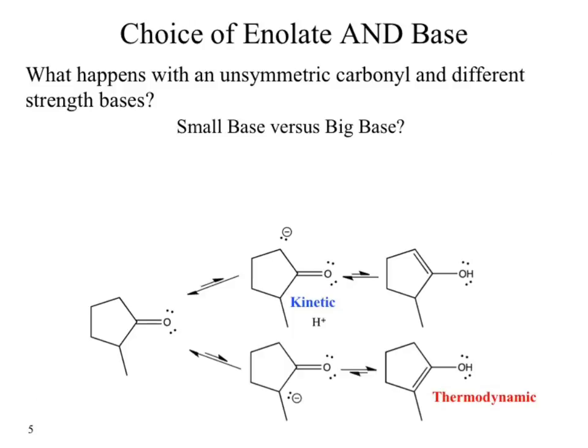What happens if we bring in the choice of the enolate and a base? So we have an unsymmetric carbonyl and we use different strength bases. What ends up occurring? So let's say we use a small base versus a big base. What would we expect to happen? Which product, our kinetic product or a thermodynamic product, for a small base?